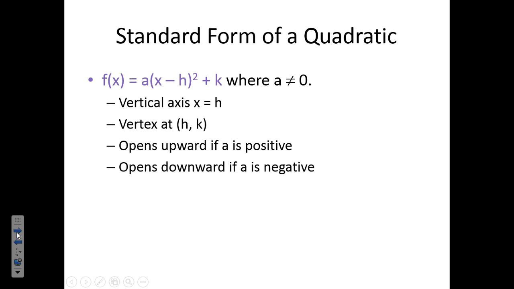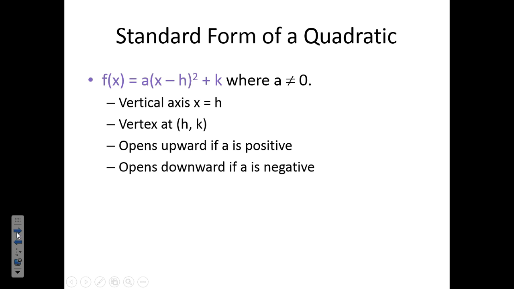So the standard form of a quadratic is what we were working with all last chapter. We had it in a nice, neat format so that you could easily pick out what was a, what was h, and what was k. The vertical axis is the line where x is equal to h. It is a straight line up and down. The vertex is the point, the ordered pair h comma k.